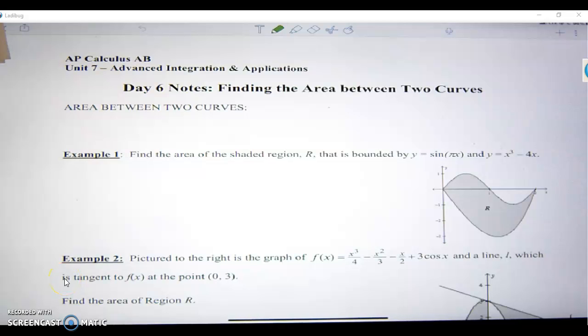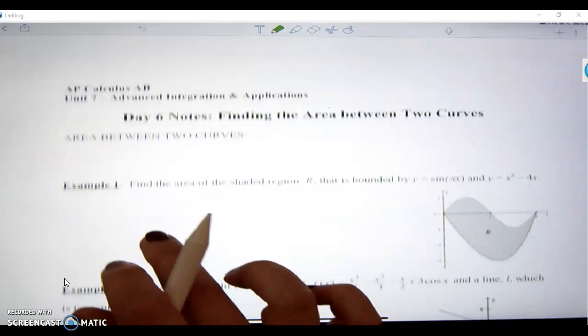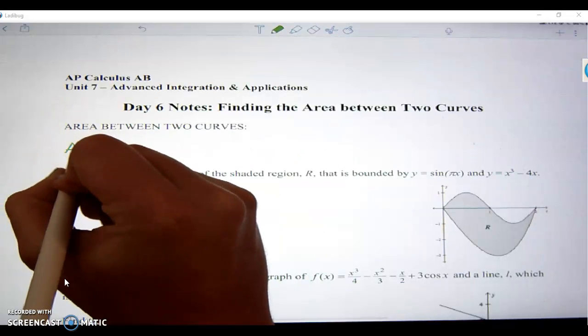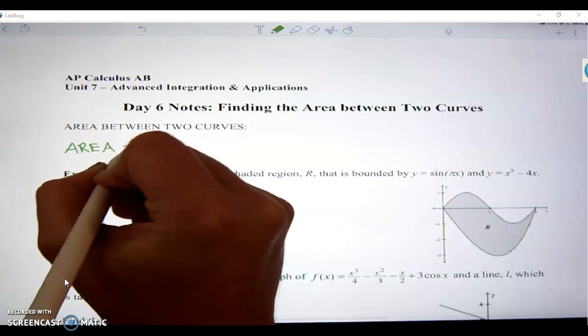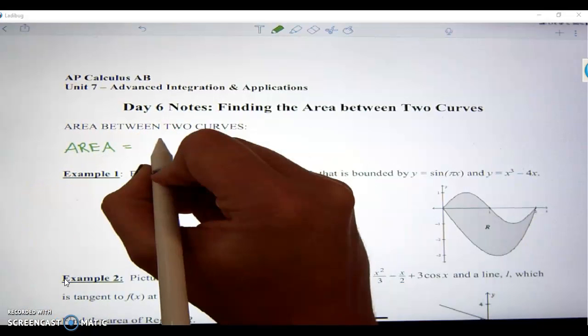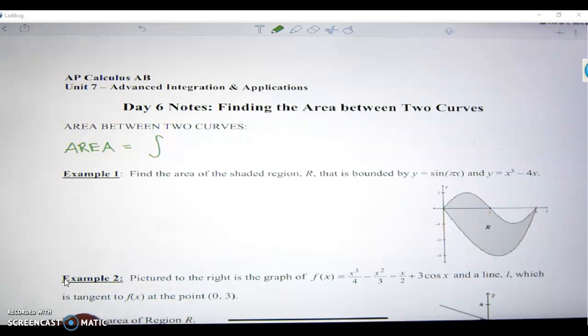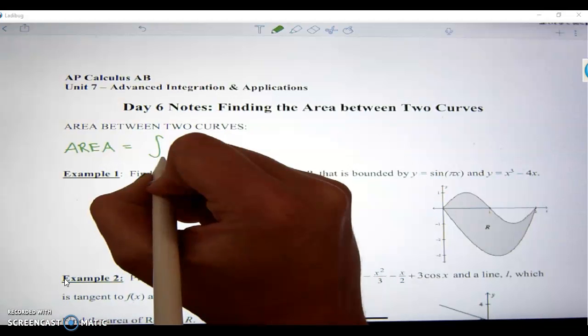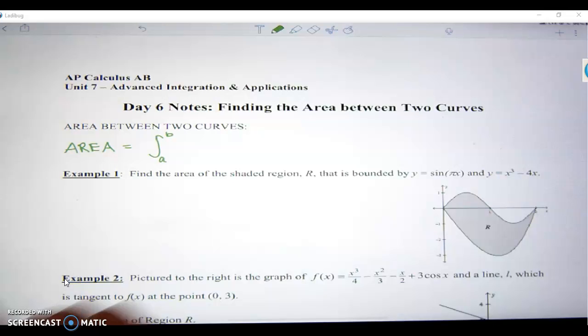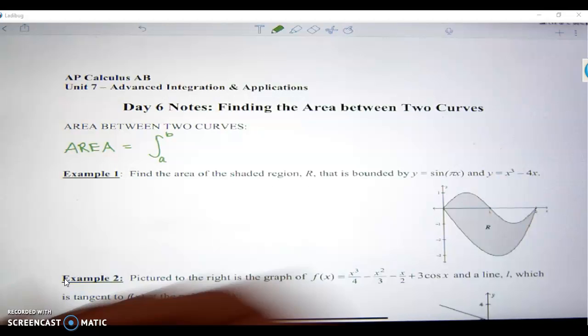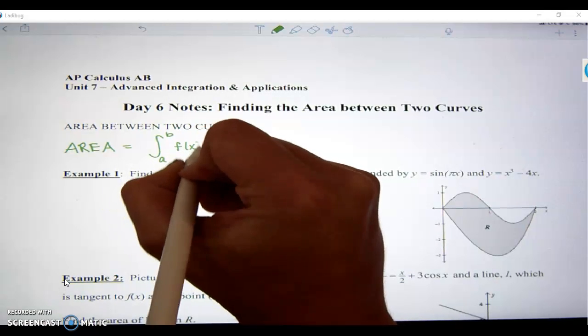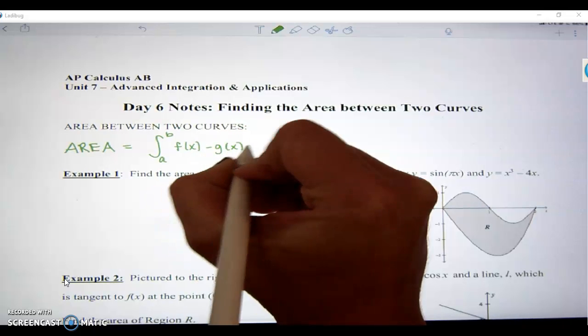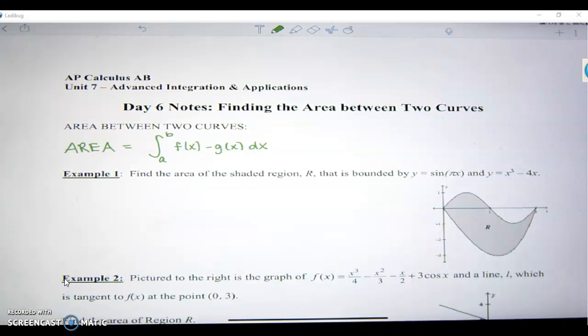Okay, so today we're going to be talking about finding the area between two curves. The formula that we're going to use for area here is going to be the integral. Remember, we know integrals are used for area under the curve. From a to b, this is where the area will start and stop, the x values, of f of x minus g of x dx.